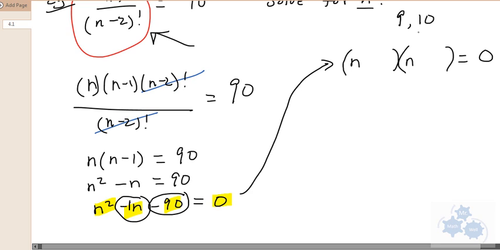Right? 9 and 10. That's a factor of 90. Now, one of them has to be negative because it's negative 90. So which one should I make negative so that they add up to negative 1? The 10? So 9 times negative 10 is negative 90. Check. 9 plus negative 10 is negative 1. Also check. So we do this: plus 9, minus 10.